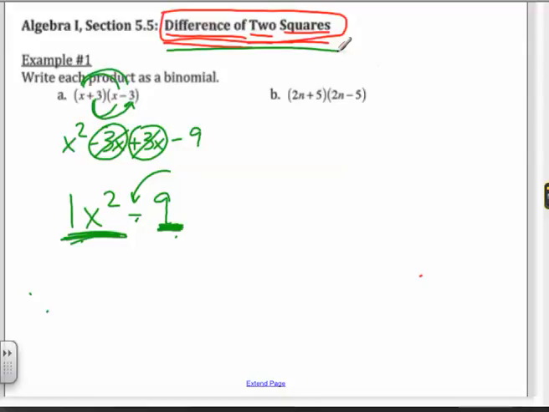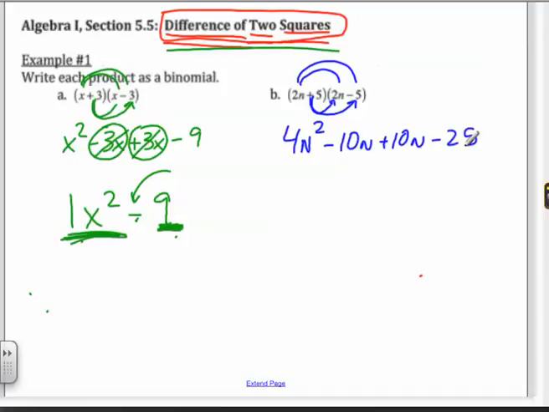Let's look at this next one. Okay? 2n times 2n is 4n squared. 2n times minus 5 is minus 10n. 5 times 2n is positive 10n. 5 times negative 5 is negative 25. I combine like terms, negative 10n and positive 10n, they just go away. And I get 4n squared minus 25.